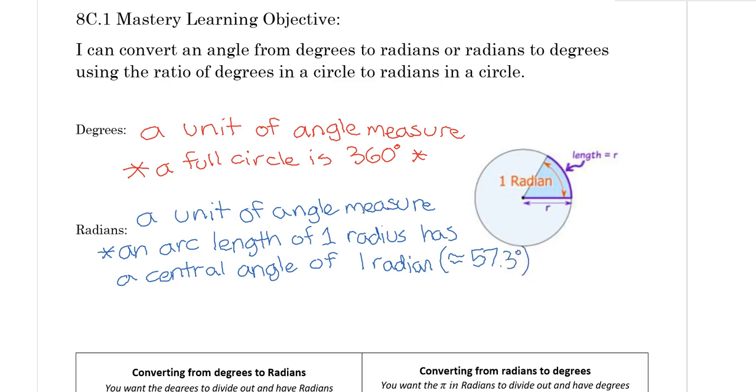Okay, so it's just, again, just like a foot is about 12 inches, right? You can convert between them, right? A yard is about 3 feet. Then a full circle is 2 pi.